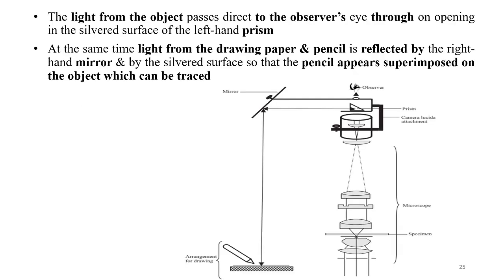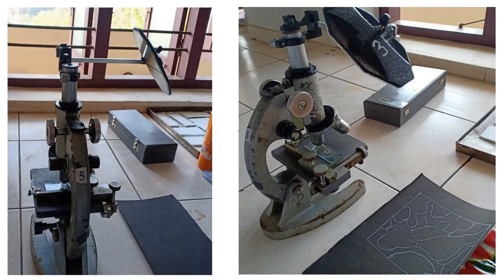So this is the diagram of the camera lucida. The light from the drawing paper and pencil is reflected by the right-hand mirror of the camera lucida. By using a white pencil and black paper, we can draw the exact images present in the eyepiece. The pencil appears superimposed on the object, which can be traced. So this is the picture of the camera lucida with a microscope and black chart, showing how they draw.